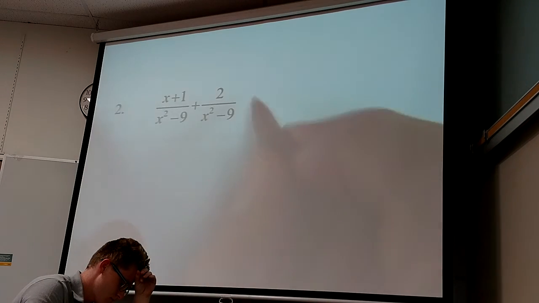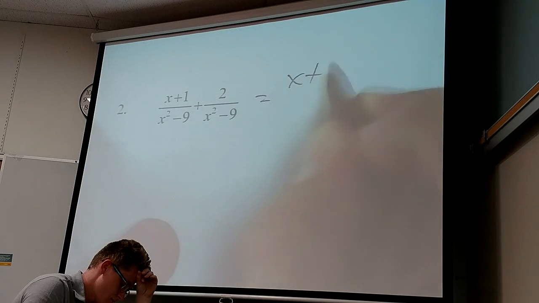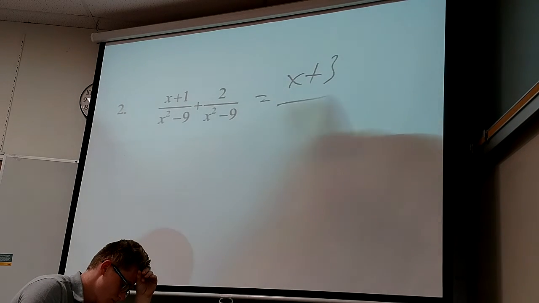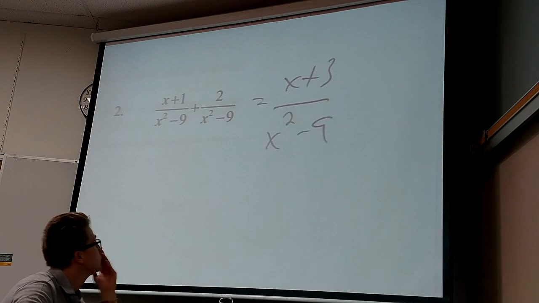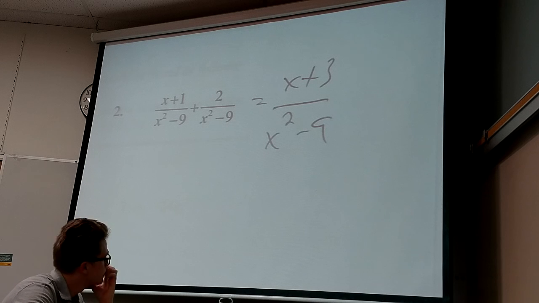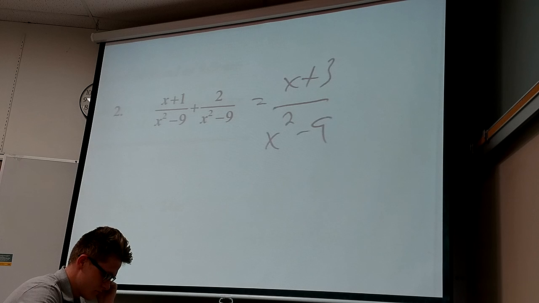So what are you getting on the top? x plus 3. Everybody cool with that? All over what? x squared minus 9. This is where I get all kinds of weird stuff. You know that 3/4 plus 1/4 is 4 over 4, not 4 over 8, not 4 over 16. The bottom stays the same because you're collecting. I got this many x squared minus 9s plus this many, so I got this many x squared minus 9s at the end.